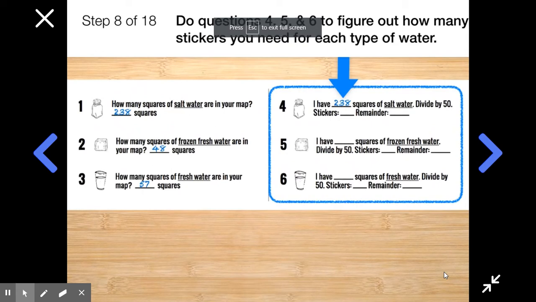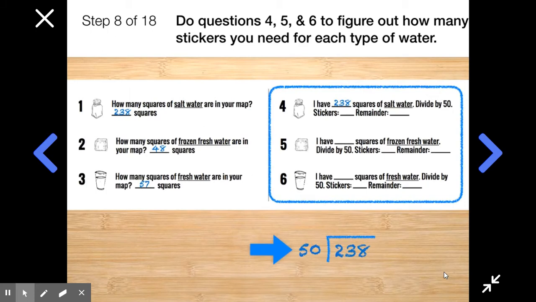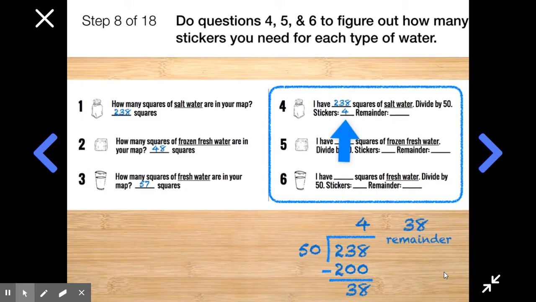Then you're going to divide by 50, so do some long division. 50 goes into 238 4 times, but not cleanly. 38 is left over, it's the remainder. So in question 4, you have 4 stickers with a remainder of 38 squares.